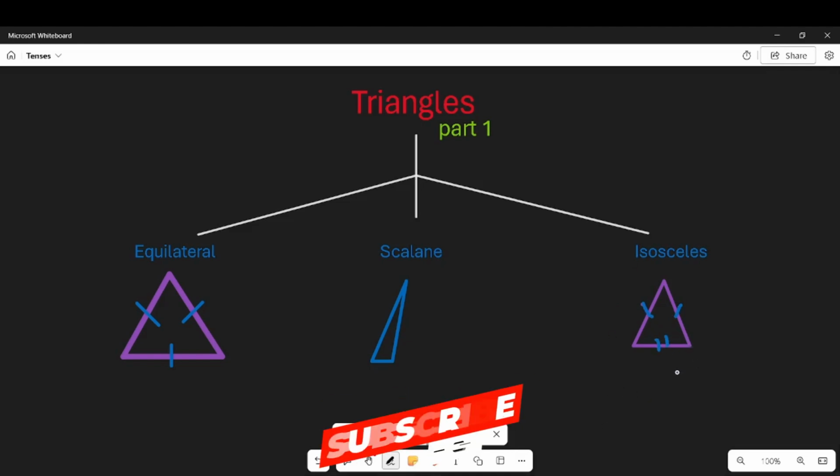So this is an isosceles triangle. These two sides are equal and this side is unequal. So now we have classified triangles on the basis of their sides. But what if we classify the triangles on the basis of their angles? So let's see what they are right now, okay?